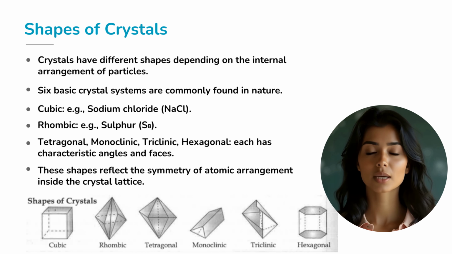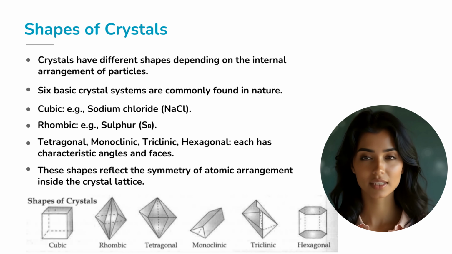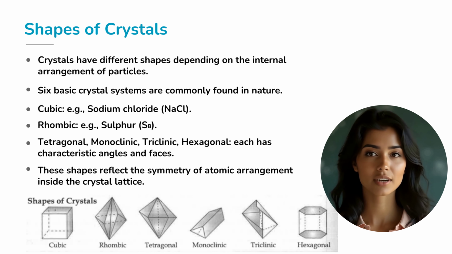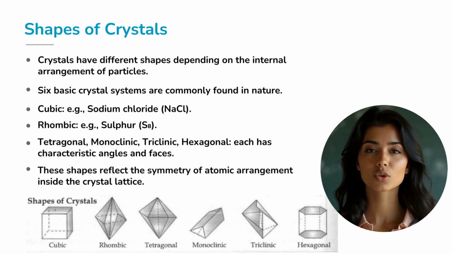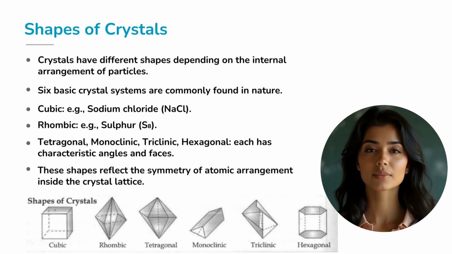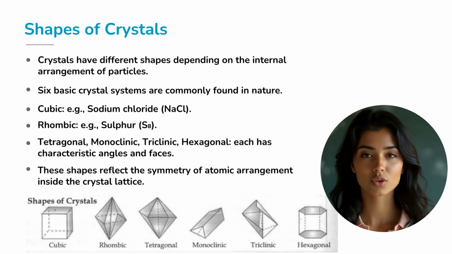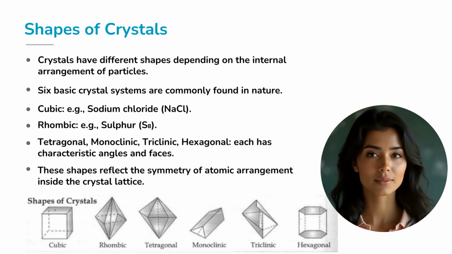Now, not all crystals look the same. Their external shape depends on the internal arrangement of particles. Nature provides us with 6 basic crystal systems, and each is fascinating. Take sodium chloride, for example, it forms cubic crystals. Sulfur, with its molecular form S8, forms rhombic crystals. Then there are tetragonal, monoclinic, triclinic, and hexagonal systems, each having characteristic angles and faces.